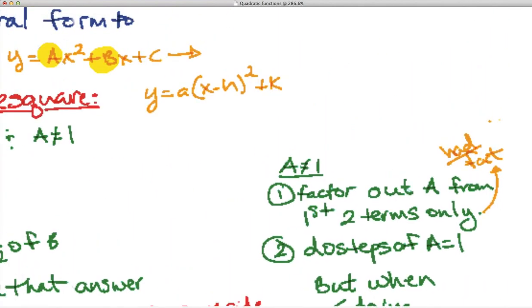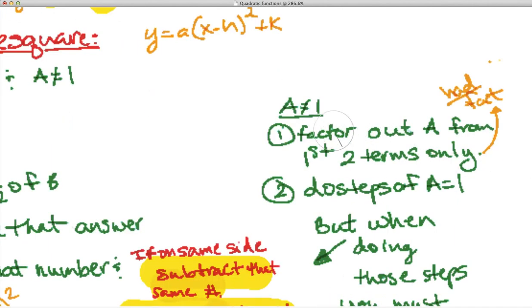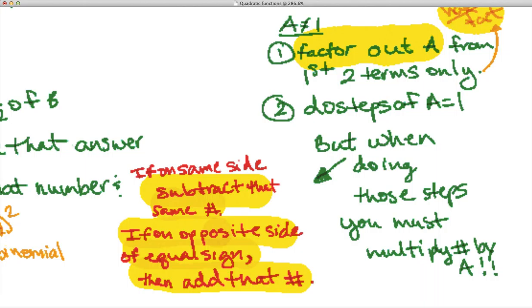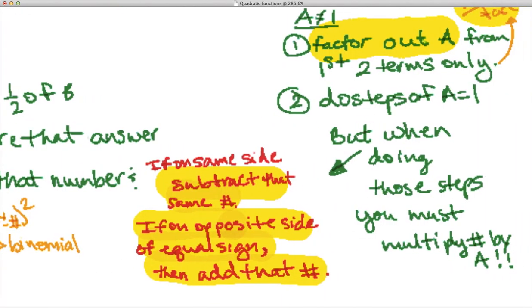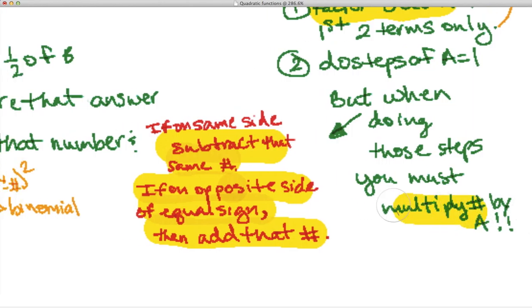It'll make more sense once you see the examples, so make sure you check out the example video. The only difference is if a is not equal to 1, first step is you're going to have to factor out that a term, okay, using greatest common factor, factoring out, and then you do all the steps you did when a did equal 1, but at the very end when you add the number or subtract the number, depending on if you're on the same side or the opposite side of the equal sign, then you got to multiply that number by a. That's the only difference, okay?